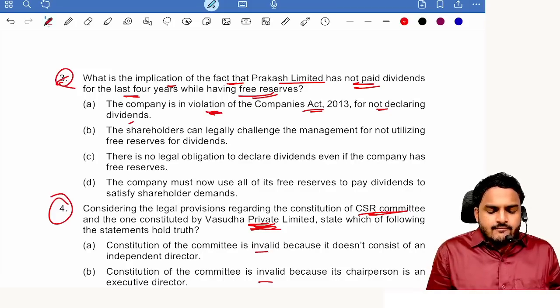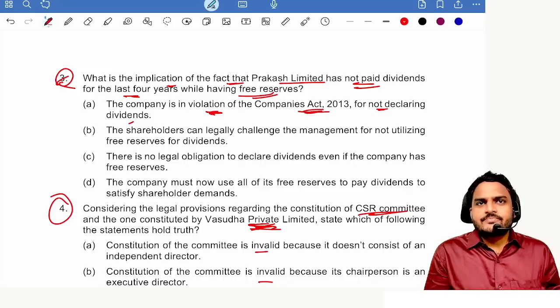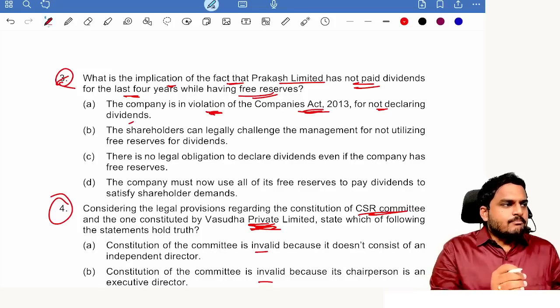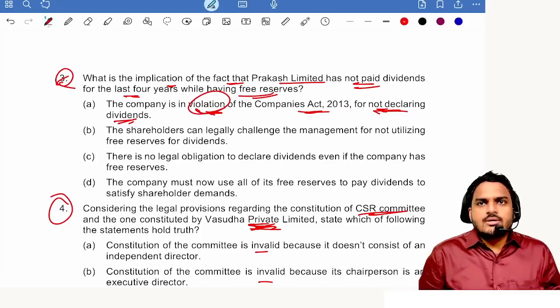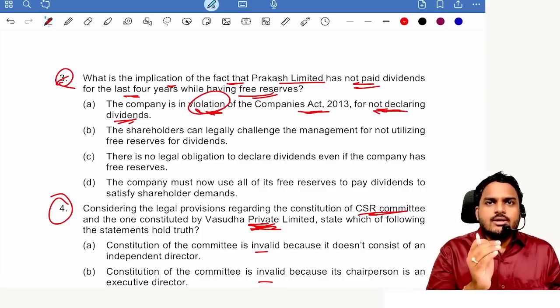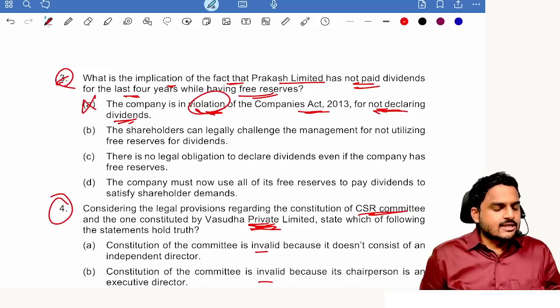Is there any clause in the Companies Act prohibiting companies from not declaring dividends? That means a company not declaring dividends, is it a violation in the Companies Act? It is a violation or not a violation? Not a violation. So this option is incorrect.